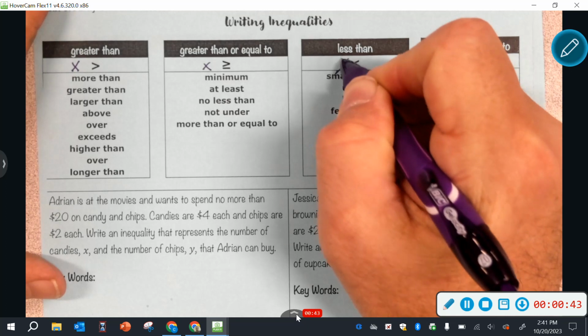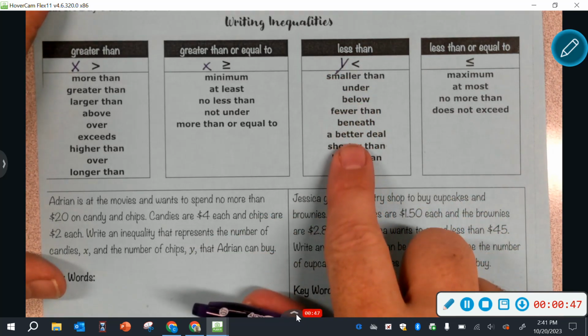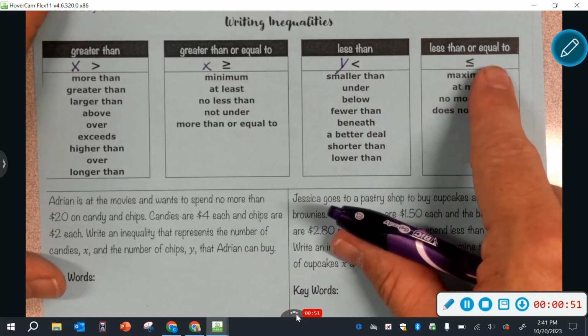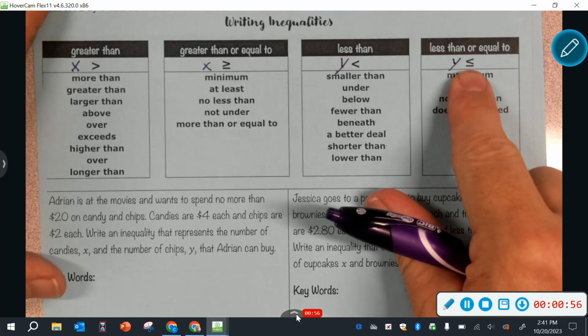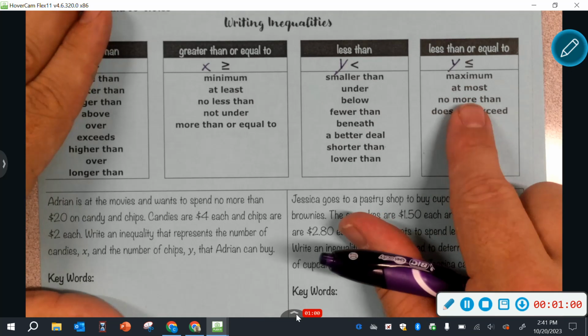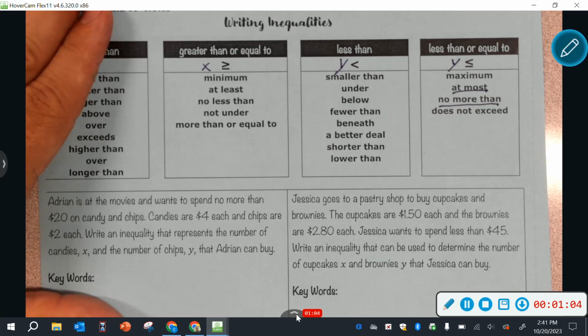We also have this. We can use y less than, and these are the phrases that let us know if it is less than. And then we have less than or equal to. So we can again use y or x, so y is less than or equal to. So that's how we would say those. So maximum, at most. Okay, we'll use this one a lot.